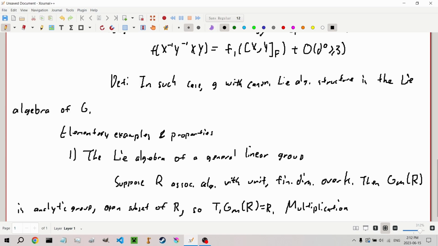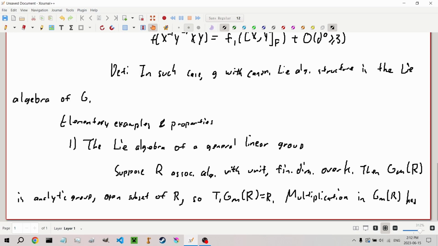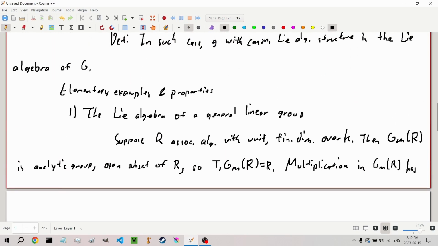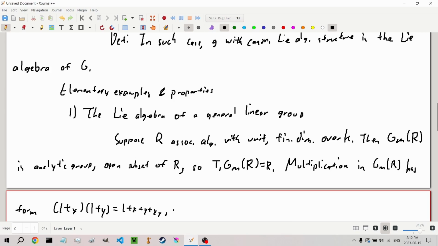Multiplication in GM of R has the form where 1 plus x, 1 plus y is 1 plus x plus y plus xy, with, of course, our formal group law, just by making these 1 pluses implicit, so f of x and y is x plus y plus xy.